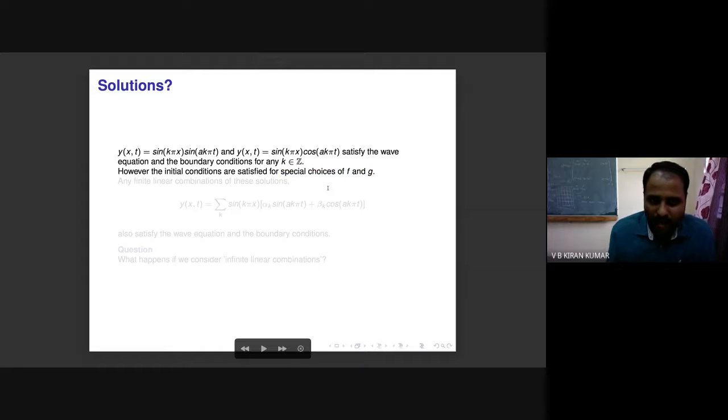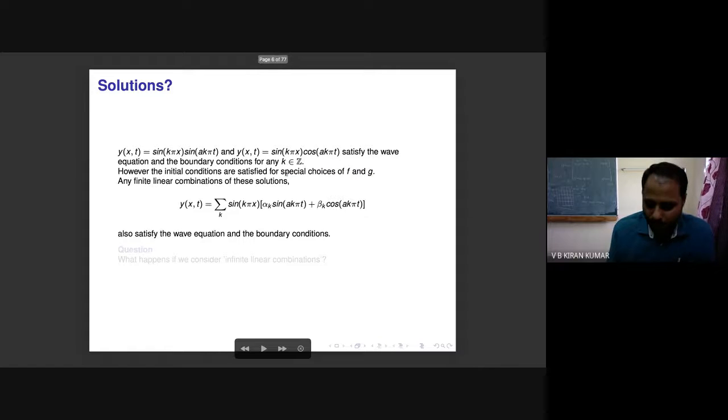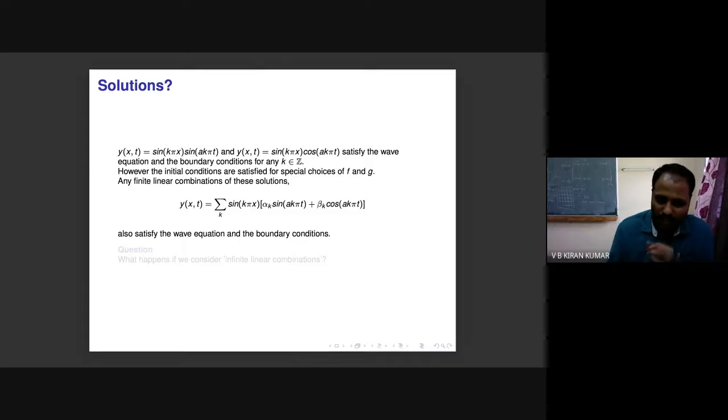Now, another observation: because of the homogeneity of this problem, any finite linear combination of these functions will again be a solution to this problem. That means y(x,t) equal to this finite linear combination, this is a finite sum, will also become a solution to this problem. So this will also satisfy the wave equation as well as the boundary conditions.